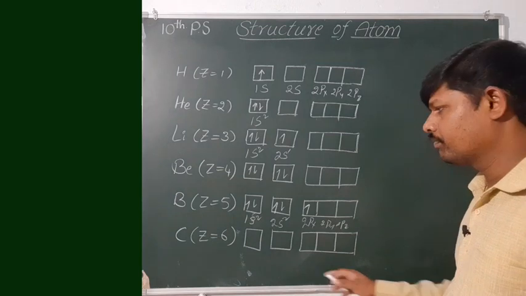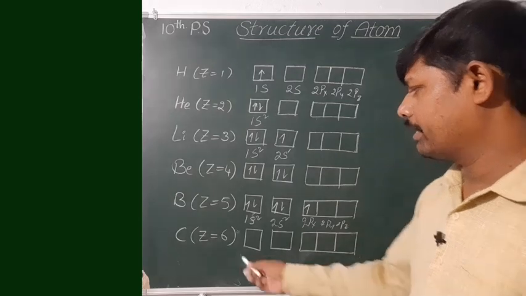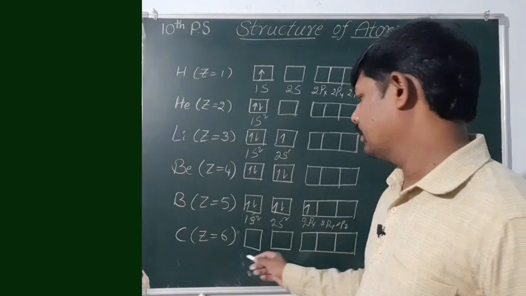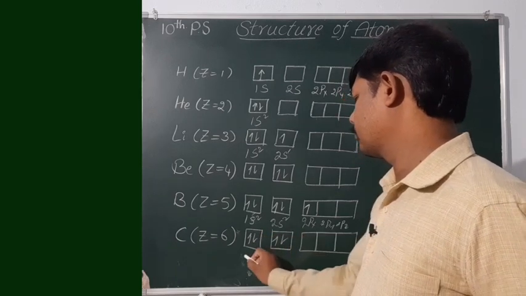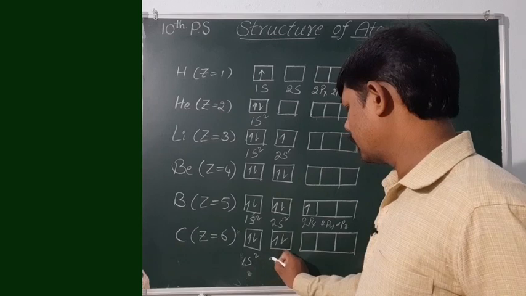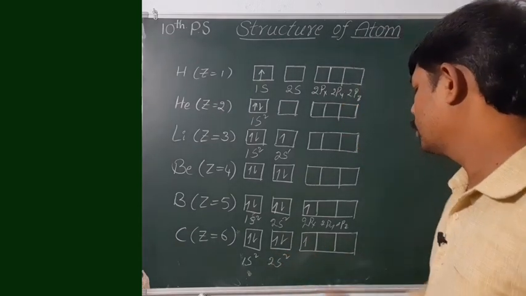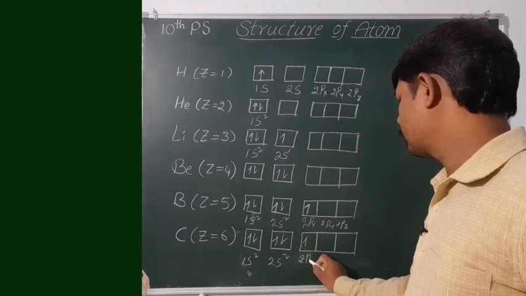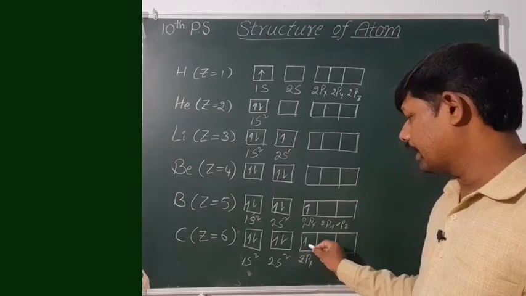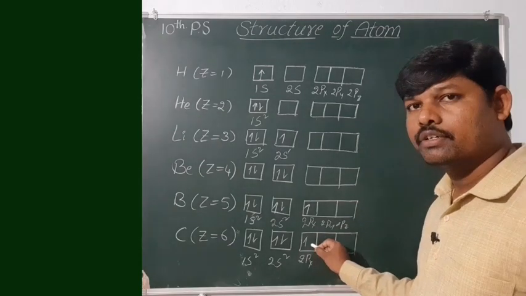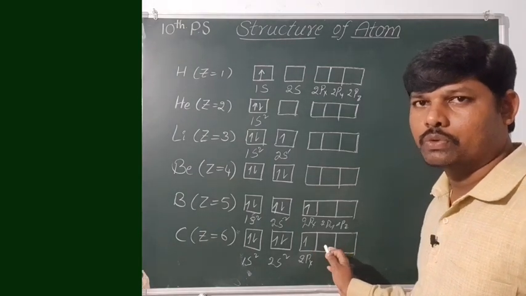So what about the next atom, carbon? What about carbon electronic configuration? Because carbon has 6 electrons. So let us write the electronic configuration. 2 electrons here, 2 electrons here, 1s2 and 2s2. And the next electron will come into the 2px. So what about the 6th electron? Whether the electron will pair with the first electron or it will go to the next suborbital. So this is the question.